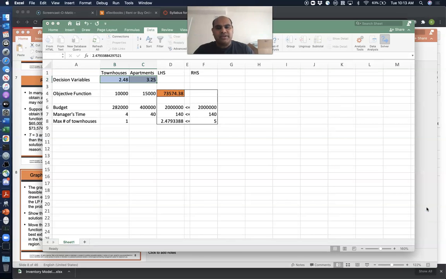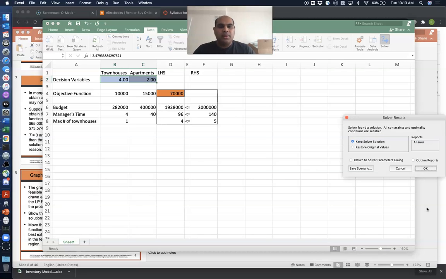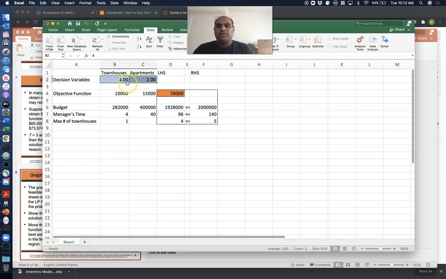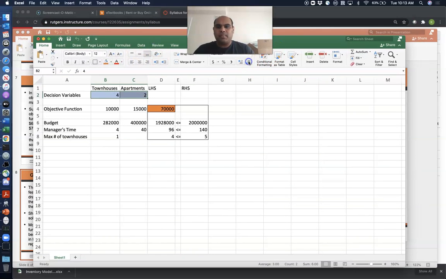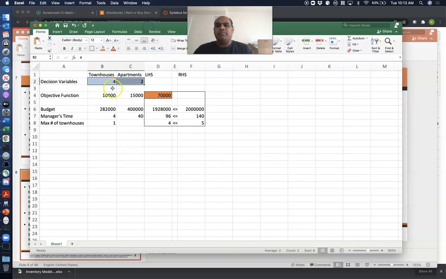It's going to take a couple of seconds, especially because I'm on a Mac. The solver is not as good as the one on Windows. On Windows, it's much faster than this, but in this case, it didn't take too long either. Okay, so our final solution is (4, 2), like we saw with the graphical solution, right? So buy 4 townhouses and buy 2 apartment buildings, and you will make a monthly profit of $70,000. That's the expectation, right?